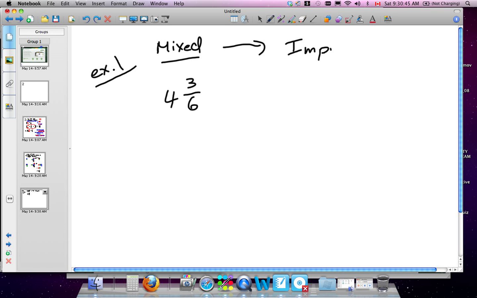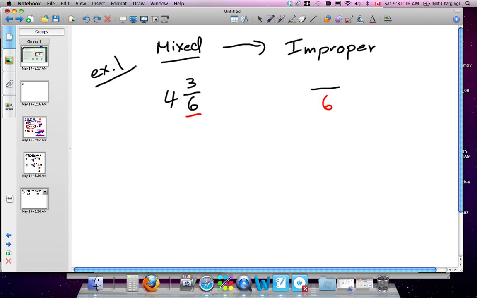So, changing it to improper, there's a couple steps we have to do. First of all, our new improper fraction is going to have no mixed number. It's just going to have a numerator and a denominator. So we're going to have some number on top and some number on the bottom. Now the number on the bottom, do you guys know what it's going to be? It's going to be 6. Yeah, it's going to be the exact same denominator we had with our mixed number, our 6. So we can bring that right over. The only tough part is figuring out what our new numerator is going to be.